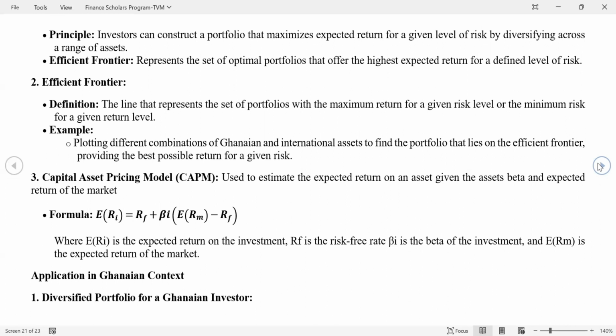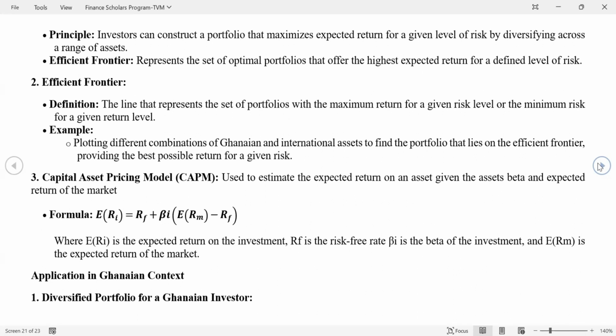We also have something called the Capital Asset Pricing Model, which a lot of investors and investment analysts use when they want to analyze the expected return from an asset. The formula is down there. We have the expected return on the investment, E(Ri), and Rf is the risk-free rate. In a particular country, it is usually the treasury bill rate that is used, or in some countries the treasury bond.